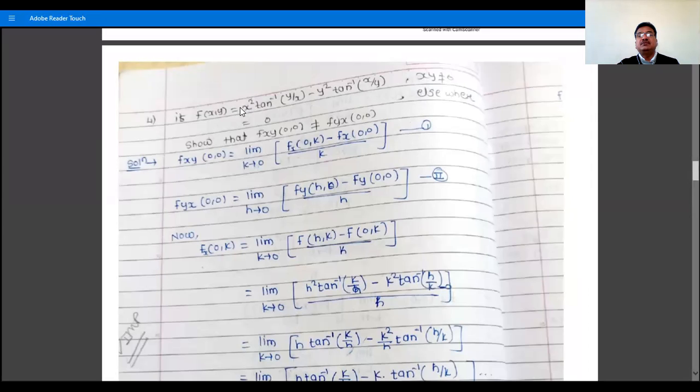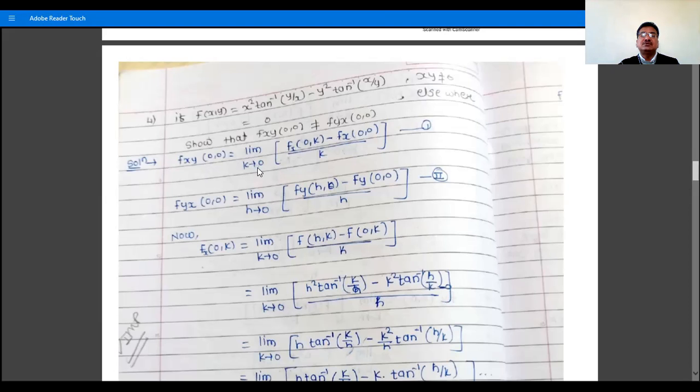So when we use this first definition, if both x and y are not equal to 0, we use it; and if one of them is 0, that is either x is 0 or y is 0, then f(x,y) is 0. Show that f_xy(0,0) and f_yx(0,0) are not equal. So f_xy(0,0), what is the definition?